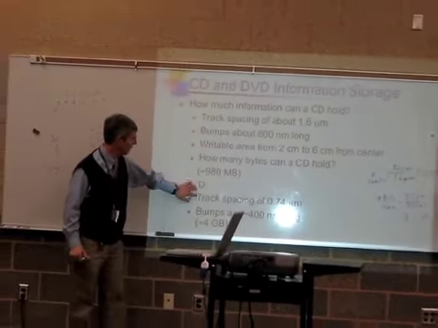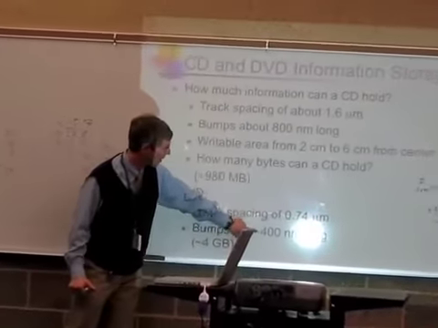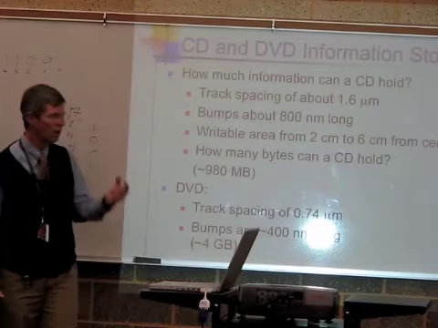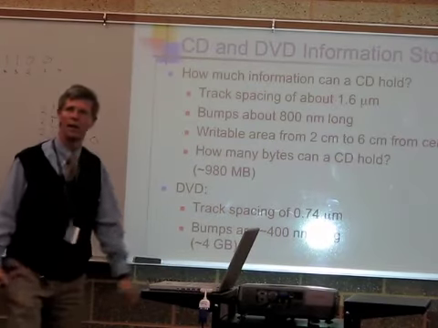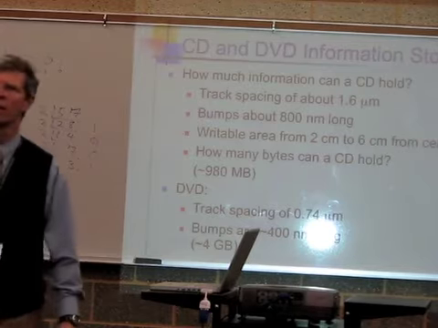And if you do this for DVDs, the track spacing is a little bit shorter, and the bit spacing is a little bit smaller, and so you can get 4 gig. But that's how you do these types of calculations. They're pretty straightforward.